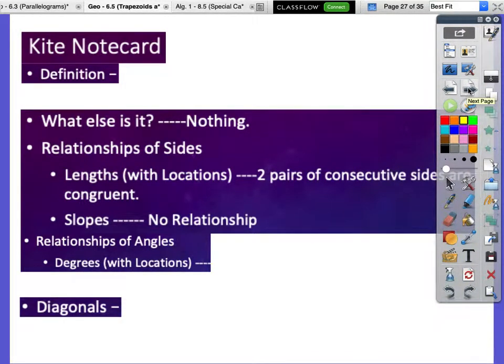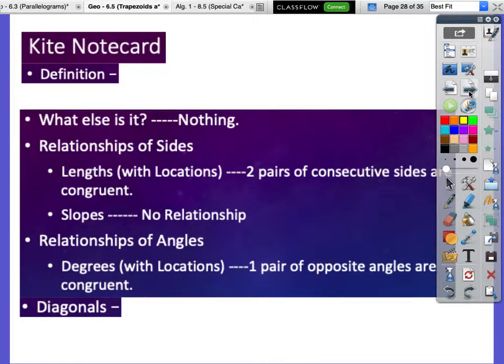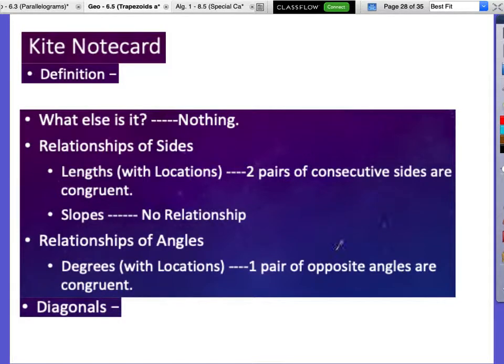Okay, relationships of angles. What did we notice about those? Very good. Exactly right. One pair of opposite angles are congruent. Once again, we can shorten opposite to OPP, angles to the symbol, congruent to the symbol. All sorts of things we can shorten up here to save room on a note card.